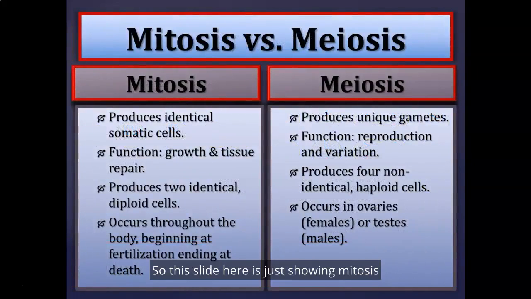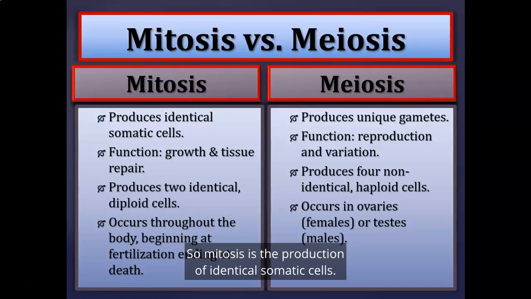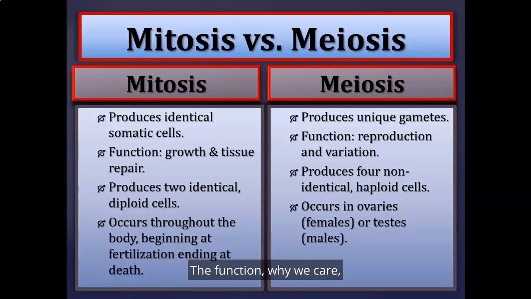All right, so this slide here is just showing mitosis and meiosis right next to each other, so you can compare and contrast. So mitosis is the production of identical somatic cells. The function, why we care, the function is growth and tissue repair. So without mitosis, we wouldn't be able to replace our skin cells when they get damaged, or organ cells, or bone cells, muscle cells. Growth and tissue repair is very important.